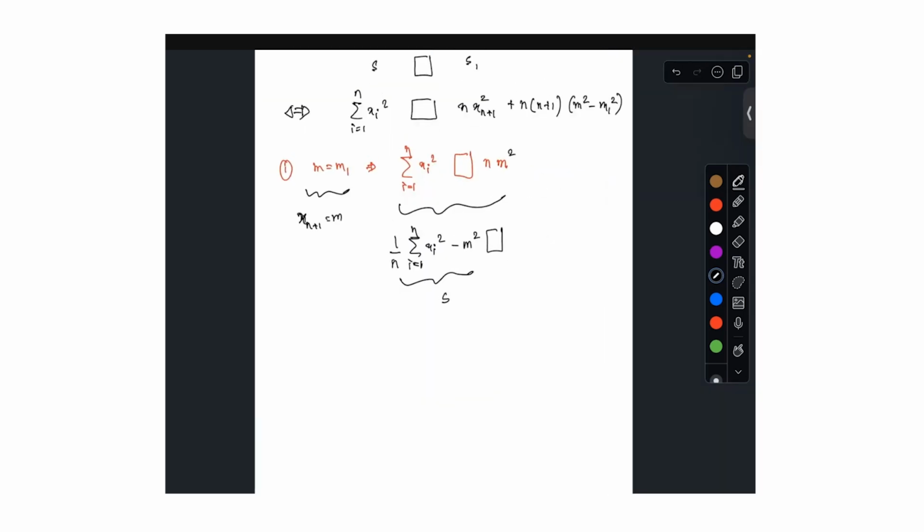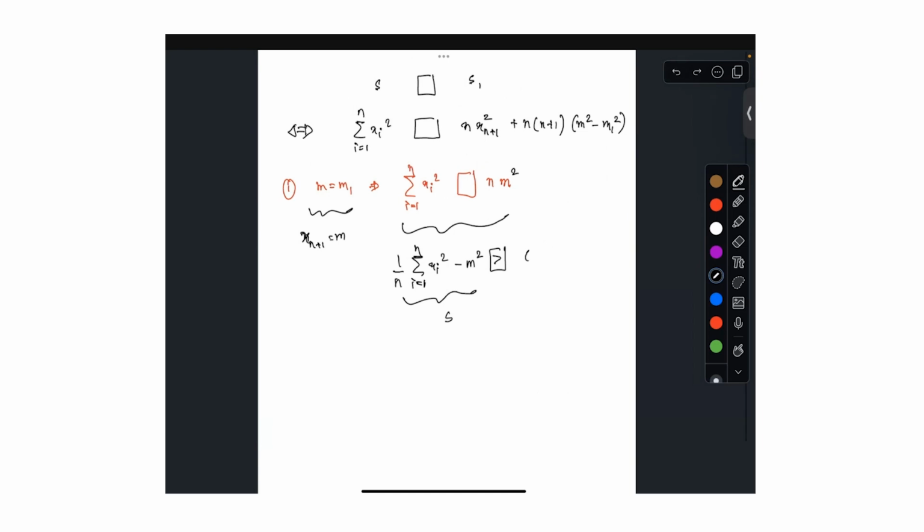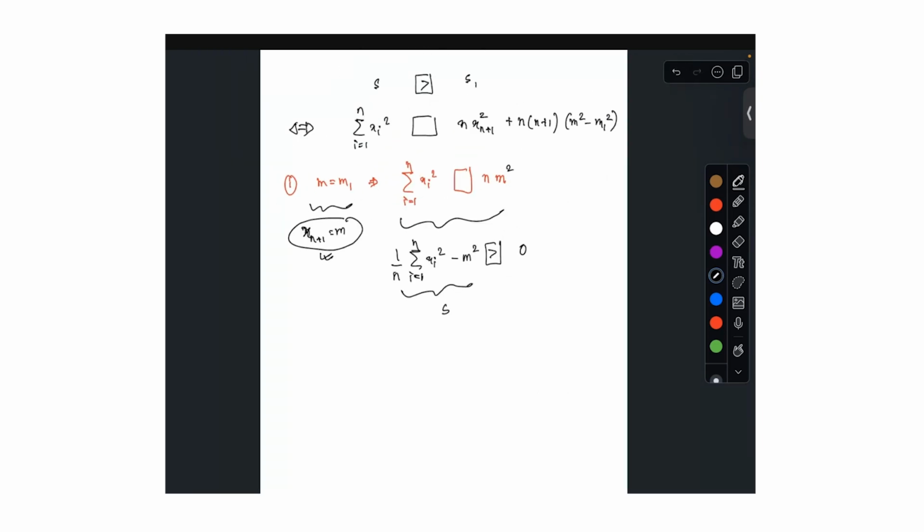And standard deviation is always greater than or equal to 0. In this case it shouldn't be equal, so it's greater than 0. That means S is always greater than S1. Now the intuition, and that's why I was a bit concerned while a few different equations were coming. The intuition is very simple.